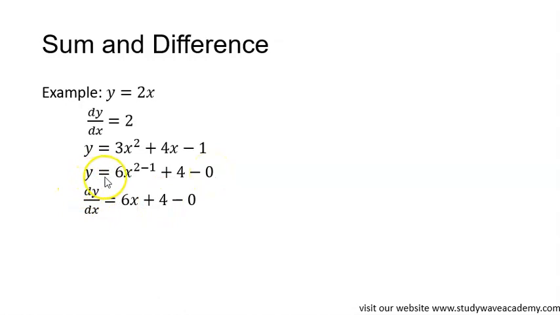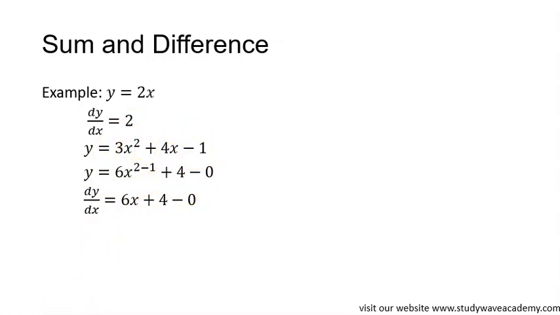Okay? So we have y equals 6x raised to power 2 minus 1, plus 4 minus 0. 2 minus 1 is 1. So we're left with 6x plus 4 minus 0. Okay? So dy over dx is equal to 6x plus 4 minus 0. Do you understand?